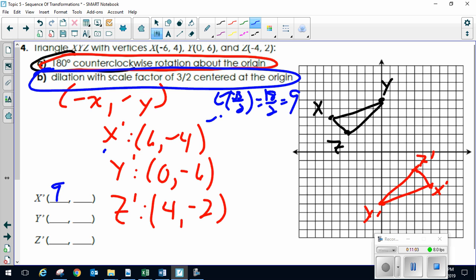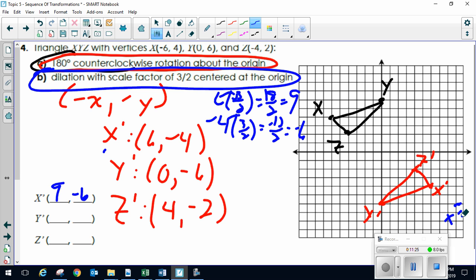Then I do the same thing for negative 4. If I multiply by 3 over 2, that gives me negative 12 over 2, which is negative 6. So 9, negative 6 is x double prime.